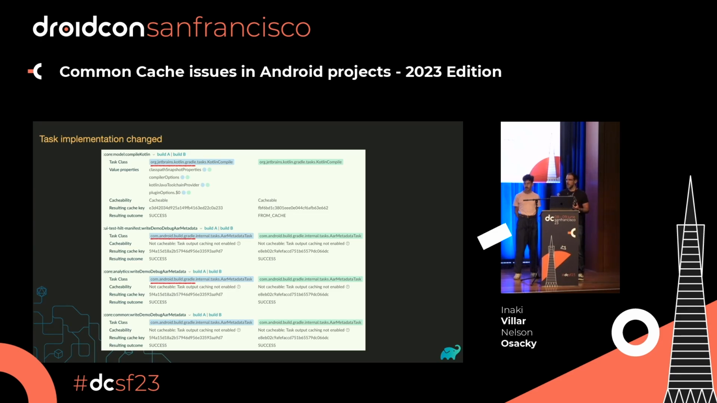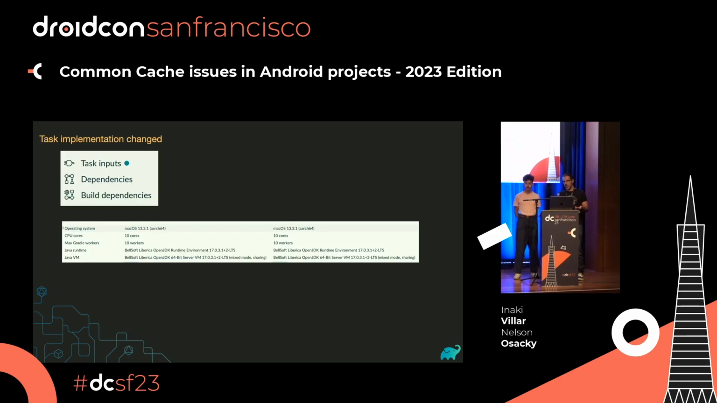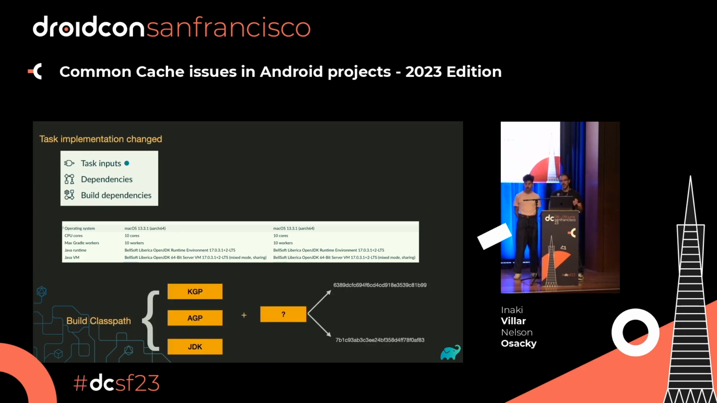So the first thing that always comparison, the dependencies are the same. The build dependencies are the same. And when we compare the JDK, it's still the same. So in terms of the build class path, we have the same Kotlin Gradle plugin, same Android Gradle plugin, same JDK, same dependencies, but still there is something that is generating a different build cache key for all the tasks. So this is the worst case that you are going to find.